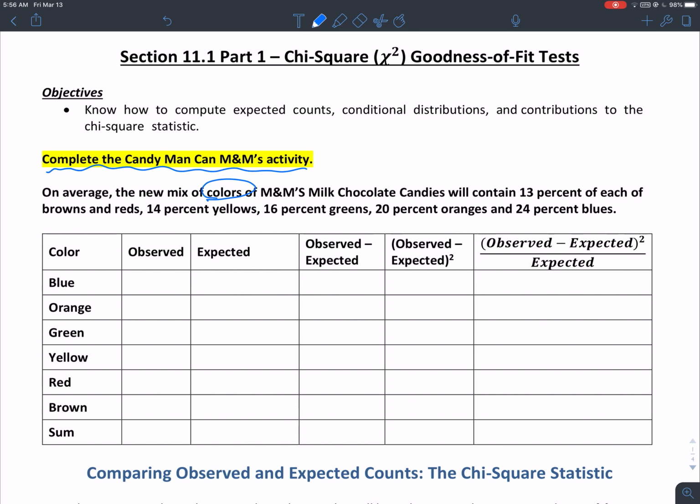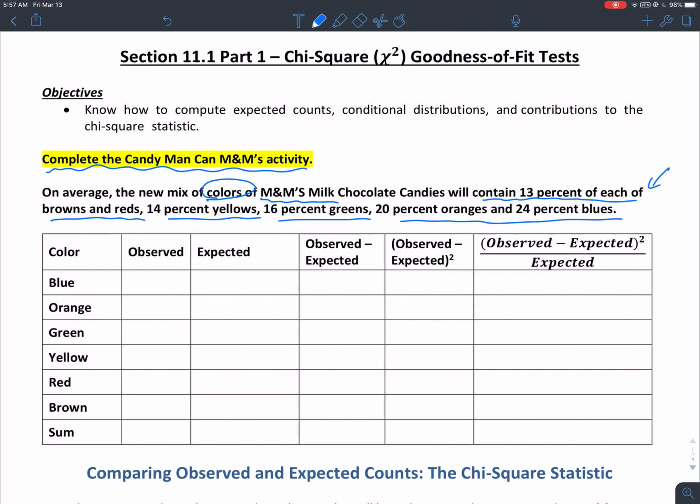The point was that the Mars company, who makes M&Ms, claims that these are the percentages of the distribution of the colors of M&Ms in any sample, or in the population, I should say. This is a claim about the population. If you take a big random sample from the population, you should see something similar to this, if what they're saying is true.